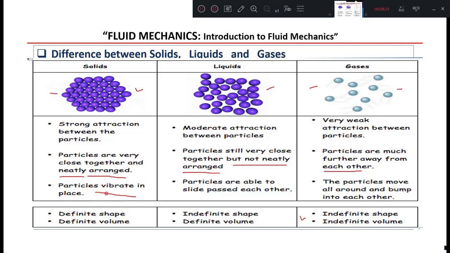Okay. So if you take liquids, particles are able to slide past each other. If you just tilt a liquid held in a container sideward, they move faster. They move sideward. The particles move all around and bump into each other in the case of gases.